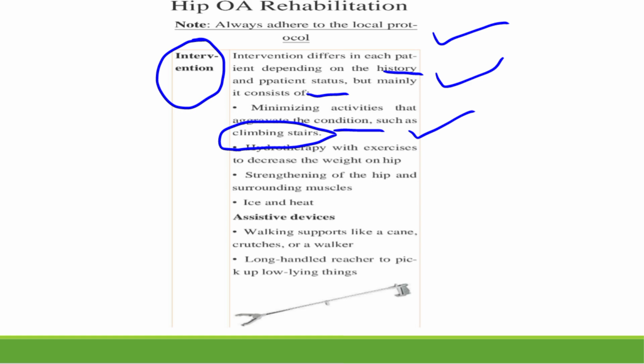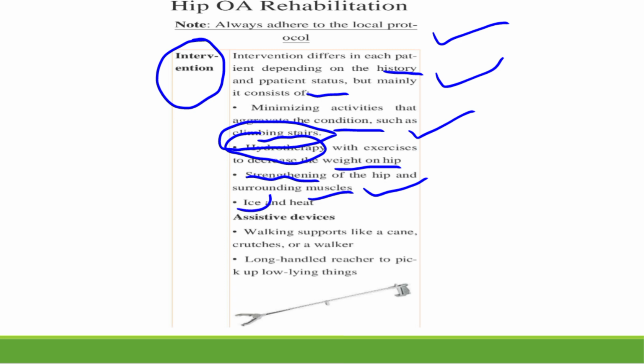Hydrotherapy with exercises to decrease the weight on the hip. This is very essential. Strengthening of the hip and the surrounding muscles is also effective because the muscles are weak. Strengthening the muscles improves the patient's range of motion, and the activity of the patient improves because the muscles become strengthened.